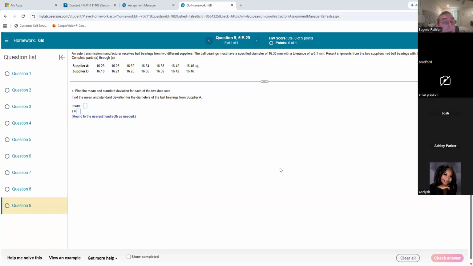16.23, 16.26. And looks like they got them in order already. 16.32, 16.34, 16.38, 16.42, and then finally 16.46. So that's the ball bearing sizes for A.